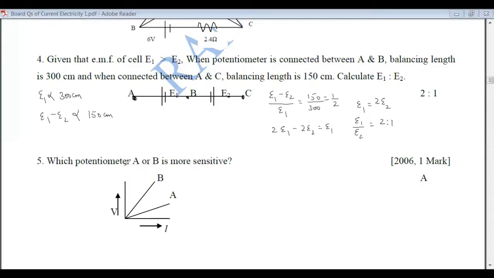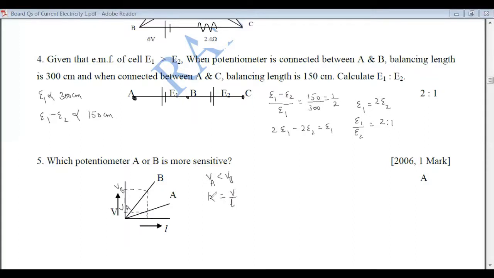Next, question number 5: which potentiometer, A or B, is more sensitive? We know that for a potentiometer to be more sensitive, the potential gradient should be less. Now the graph is given for two potentiometers. For a particular length, we see that VB is greater than VA, or you may say that VA is less than VB, and the potential gradient is given by V upon L.